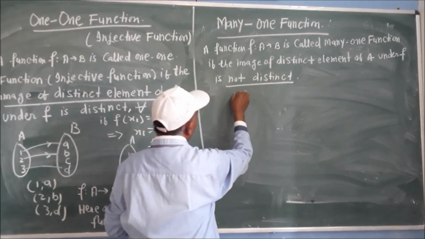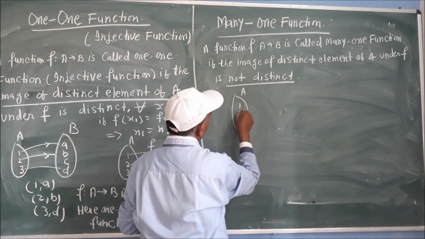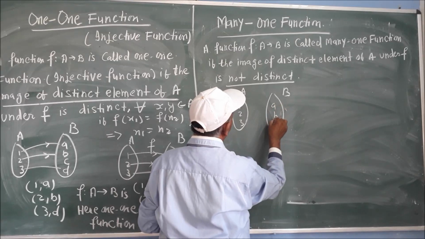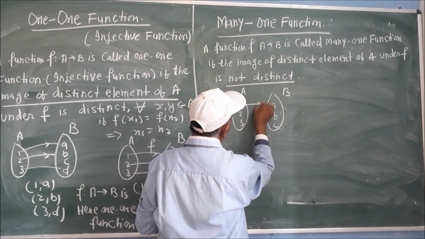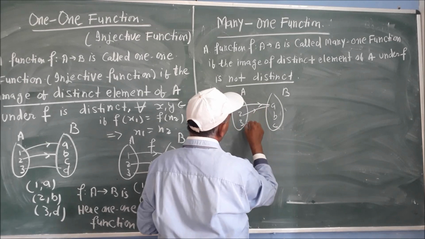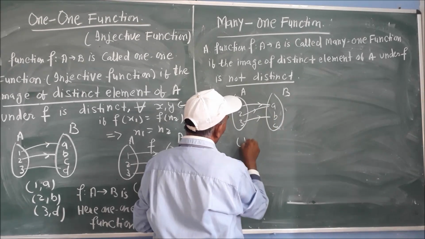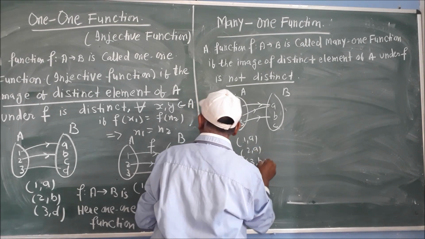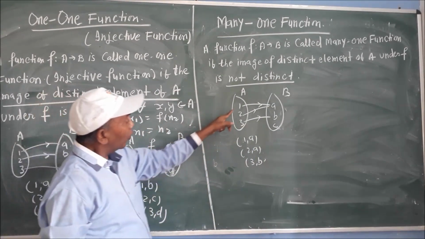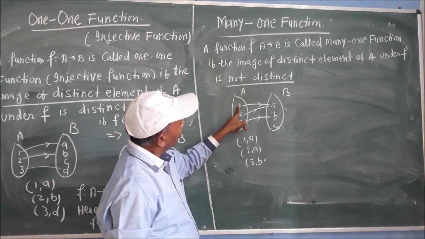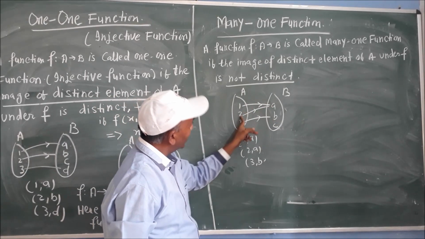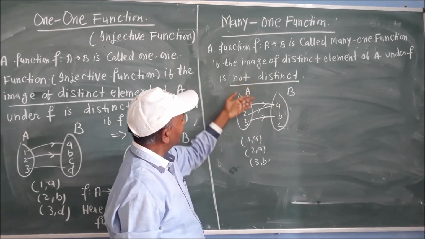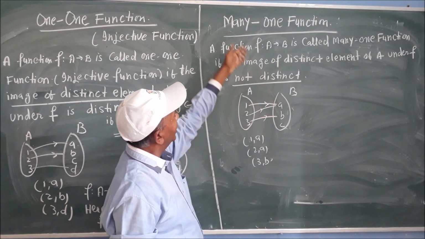What is this saying? Here is a set A. Its elements are 1, 2, 3. Here is a set B. Its elements are A, B, C. 1 is associated with A, 2 is again associated with A, and 3 is associated with B. What is the difference between these two? Here 1 has image A and 2 also has image A. So 1 and 2 both have the same image. So we can say that this is an example of a many-one function.